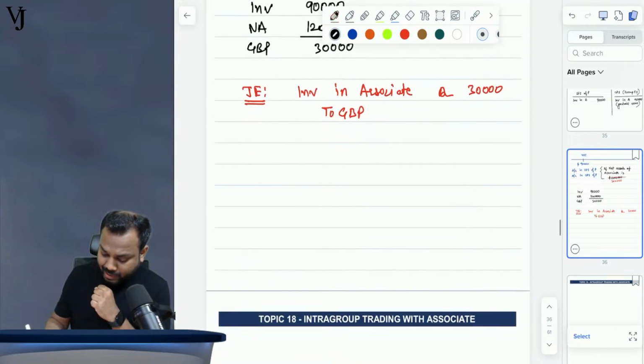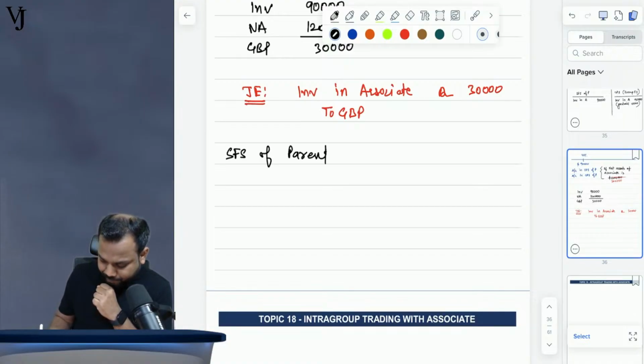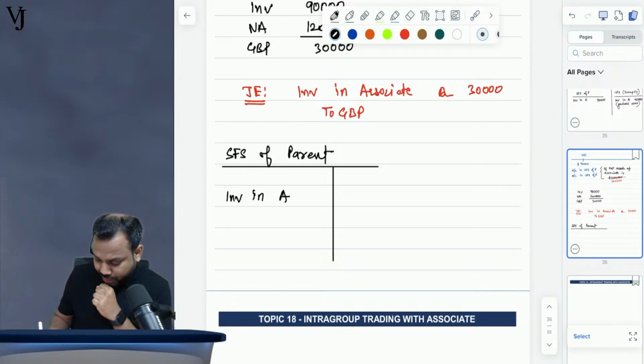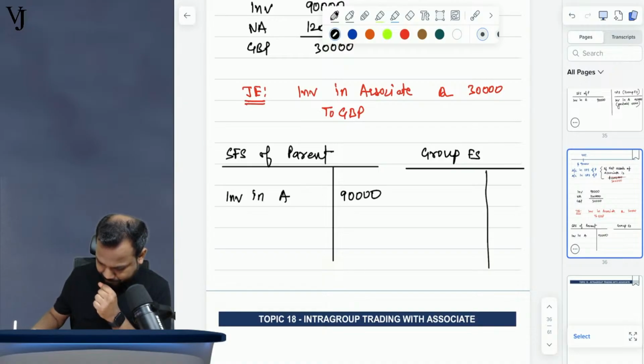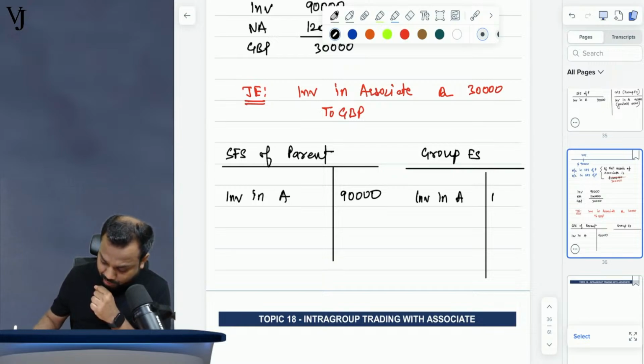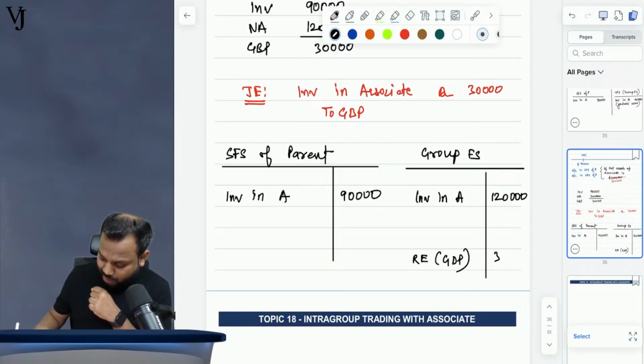So how will this be accounted in SFS of parent? We'll write investment in associate 90,000. But while preparing group FS, we will write investment in associate 120,000, and we'll write in retained earnings, gain on bargain purchase 30,000.